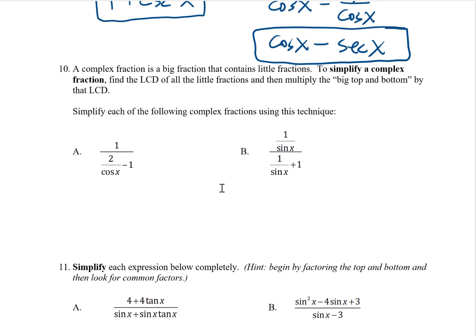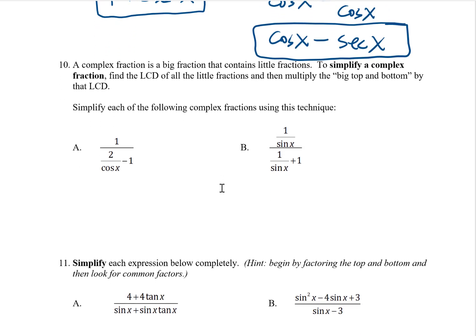Problem number 10, we're being given some complex fractions. That just means fractions that contain fractions. We're being asked to simplify using a specific method. This is the method where you look at all the little fractions, you find the LCD, and then you multiply the big top and bottom by that LCD.